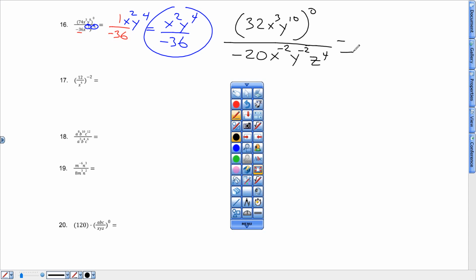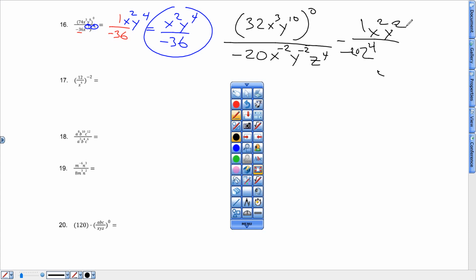So anything to the 0 power, automatic 1, doesn't matter what it is. Okay, so I'm going to have to flip it anyway. So what stays on the bottom? What gets moved up to the top? Okay. So z to the 4th stays on the bottom. What else stays on the bottom? Oh, the -20, I forgot. And what moves up? I don't have to switch the whole thing. Okay, just the variables themselves.